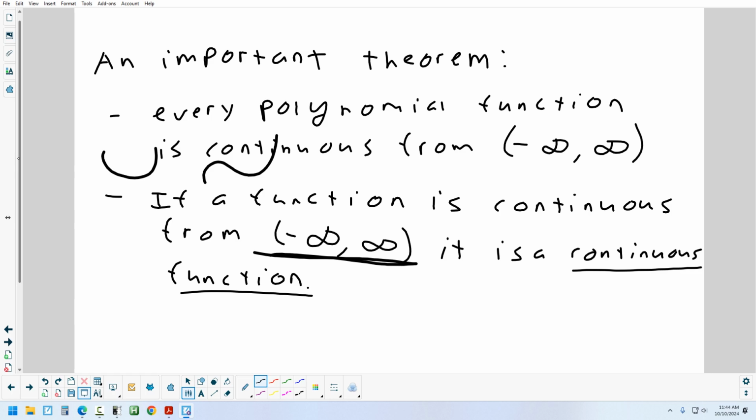Some trig functions are continuous when we start to study trig, like sine waves and cosine waves. Those aren't polynomials, but you never have to lift your pencil to draw them. So there are other functions that are continuous besides polynomials, but this is a pretty big group of them. Question on that idea?